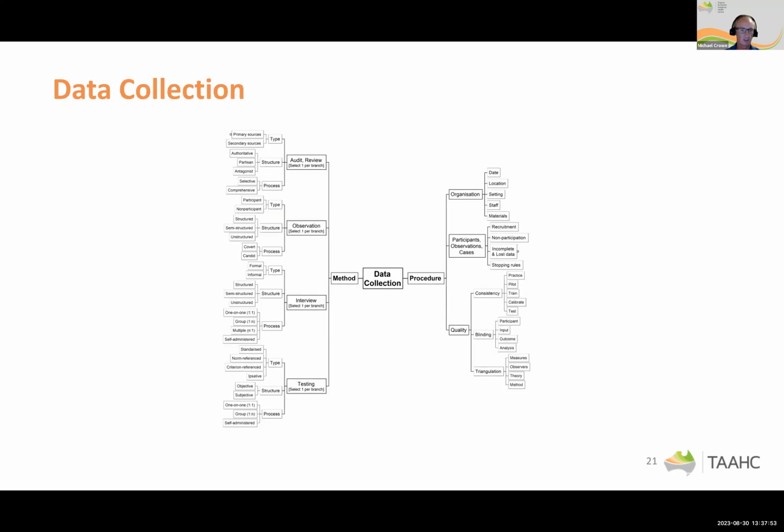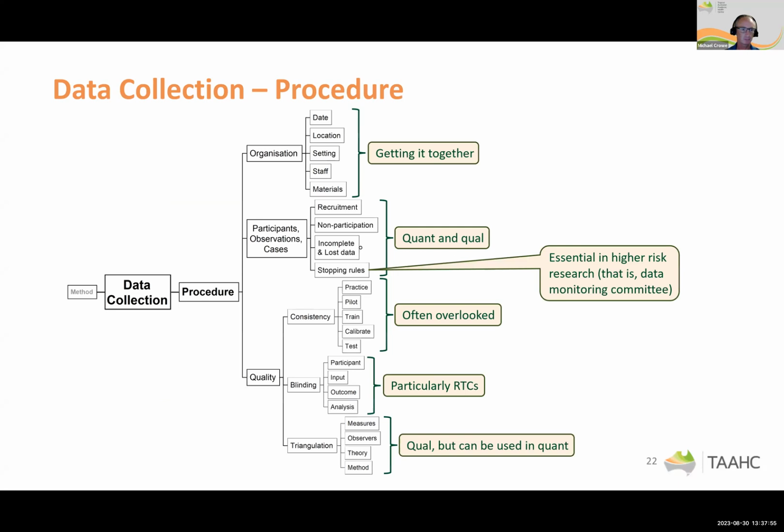All right, moving on to data collection. The procedure for data collection then is, and it's the same for qualitative and quantitative, one, organizing yourself, getting things together. How are you going to do this? When are you going to do it? Where are you going to do it? What materials do I need for my research? So that's very fundamental stuff.